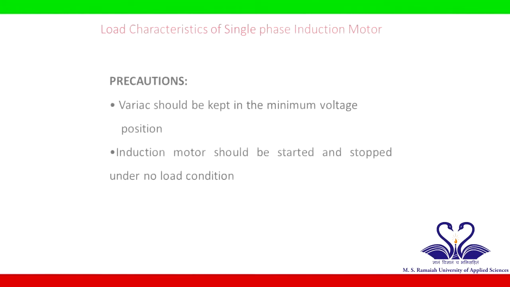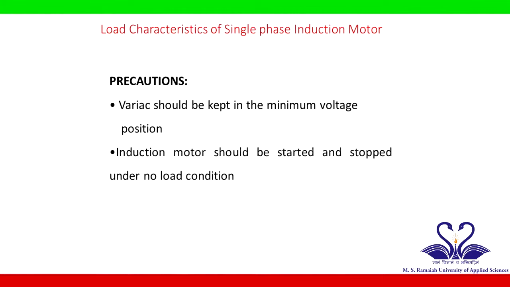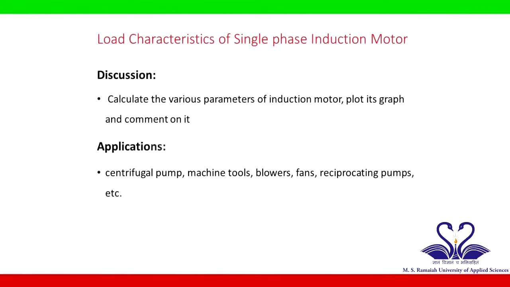While conducting this experiment, we should take some precautions which are listed. Variac should be kept in the minimum position. Induction motor should be started and stopped under no load condition. Discussion. After conduction of this experiment, calculate the various parameters of induction motor, plot its performance characteristics and comment on it. Applications. It is used in centrifugal pump, machine tools, fans, reciprocating pumps, etc.